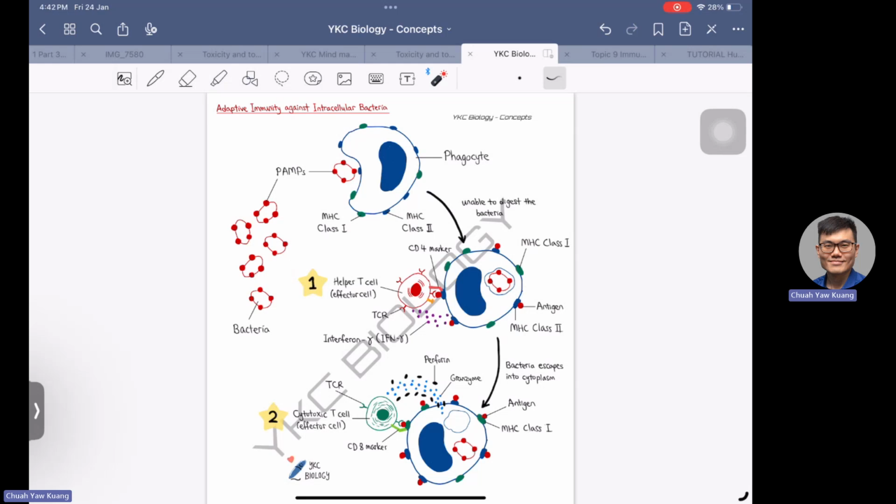To deal with these intracellular bacteria that stay inside the phagosome, we will need the first mechanism, which is the helper T cell. When the phagocyte has bacteria inside its phagosome, it is going to extract the antigen. It will present this bacterial antigen on its surface through the MHC class II molecule. This MHC class II molecule and the antigen will be recognized by the T cell receptor of the helper T cell.